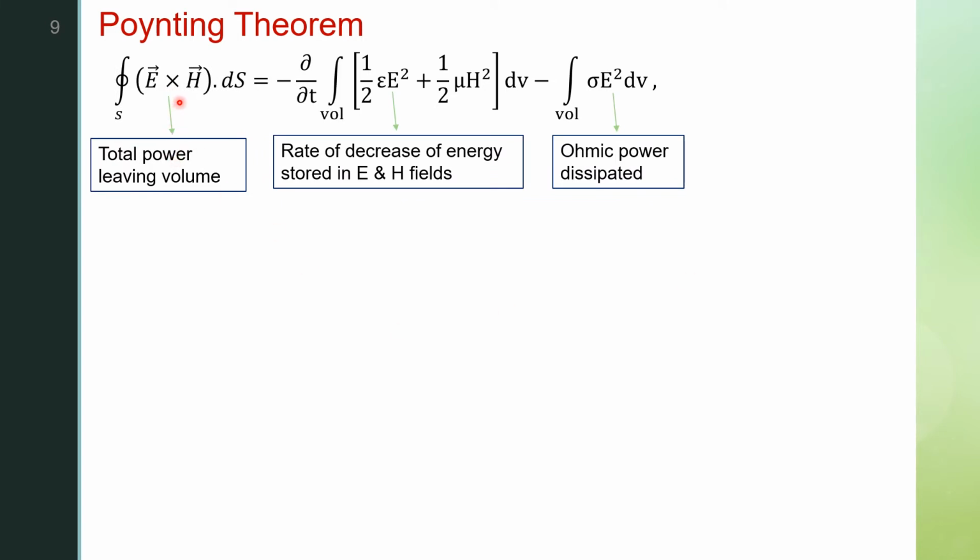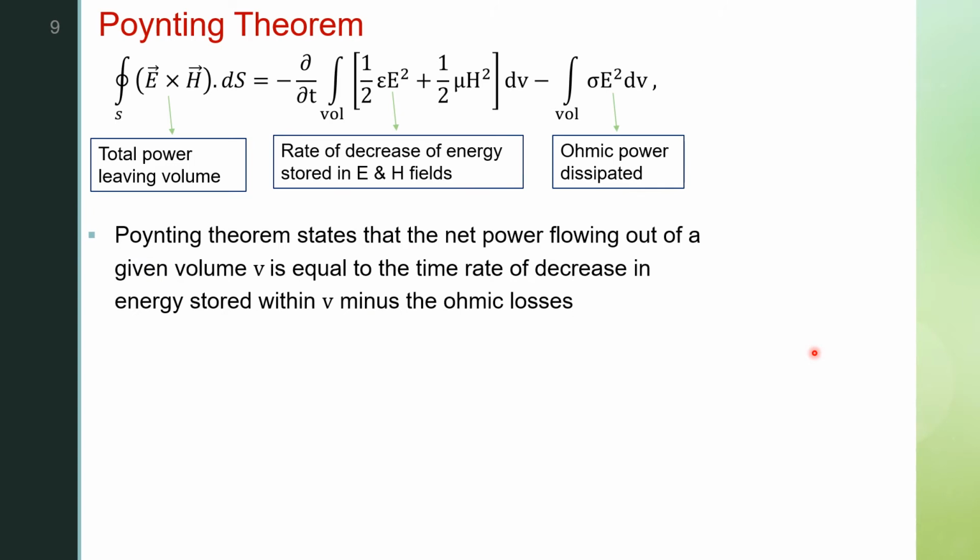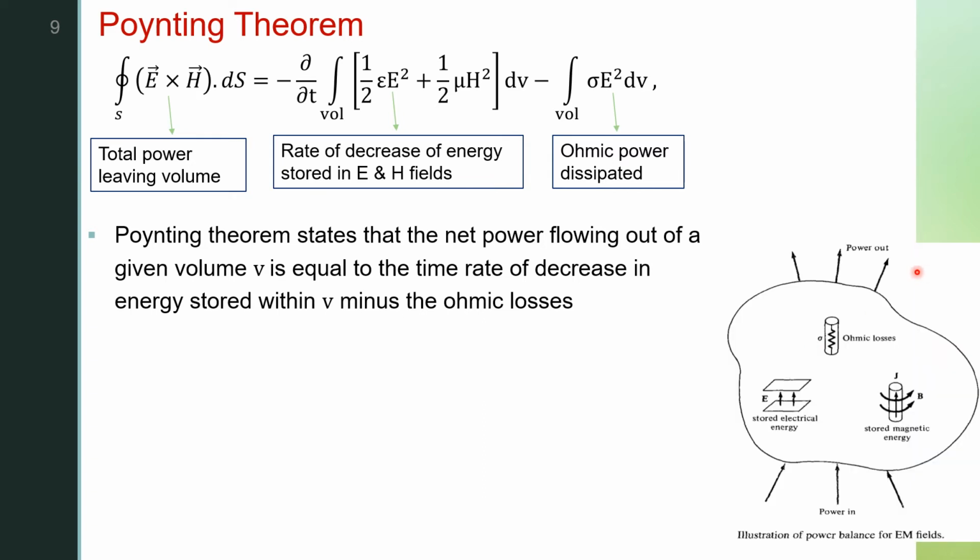So here I already mentioned E cross H. The term on the left hand side represents the total power leaving the volume, the first term on the right hand side represents the rate of decrease of energy stored in electric field and magnetic field, and the sigma E square term is associated with the ohmic power dissipated. So the Poynting theorem states that the net power flowing out of a given volume is equal to the time rate of decrease of energy stored within the electric field and magnetic field minus the ohmic losses.